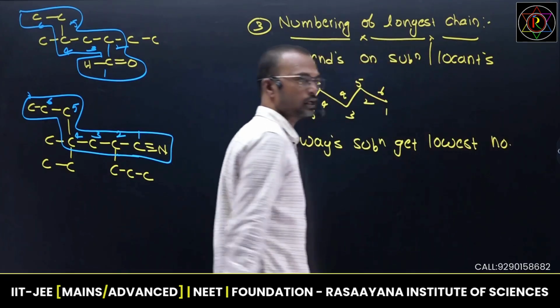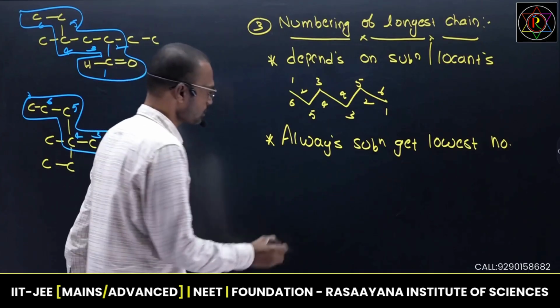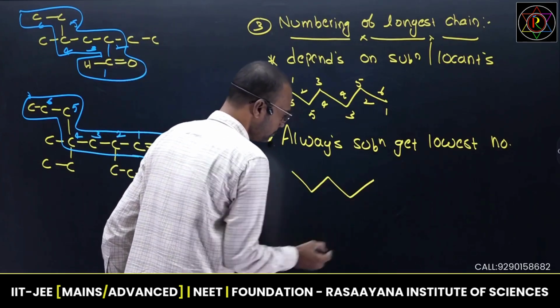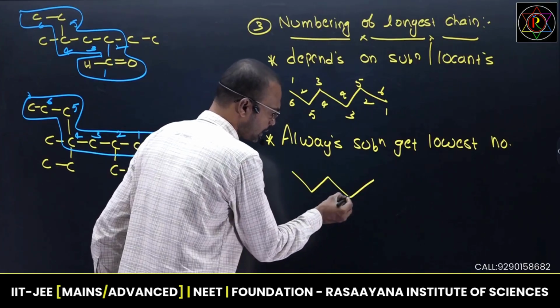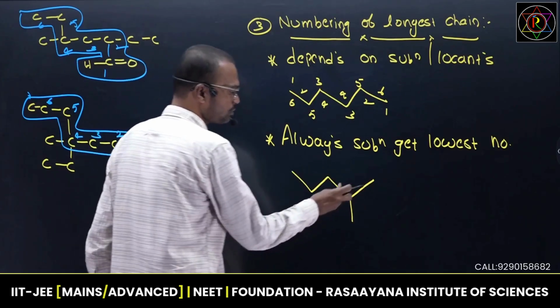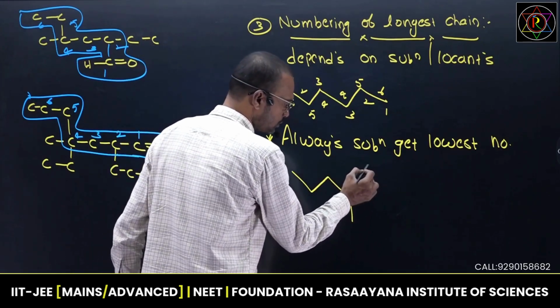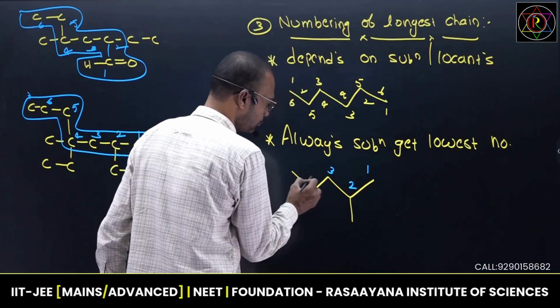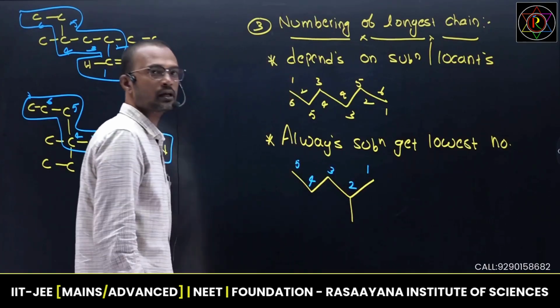Okay, that direction we need to select. Always, substitution gets the lowest number. Suppose, see, this is one skeleton, here I am writing one substitution. Try to select a parent chain. I am selecting the parent chain from this side. Okay, this is one direction: 1, 2, 3, 4, 5. It is a parent chain.